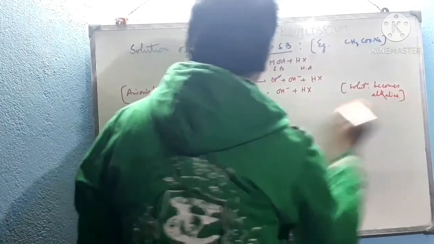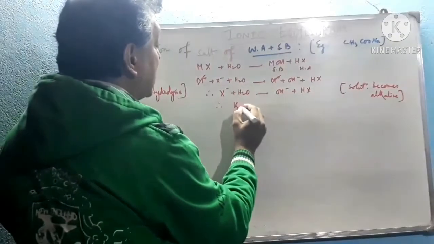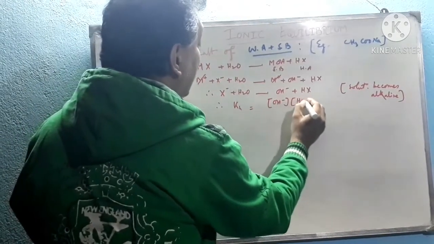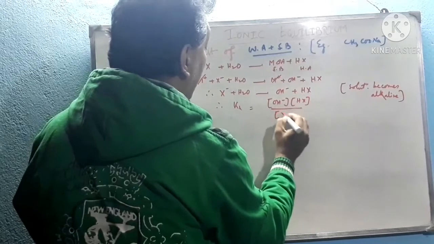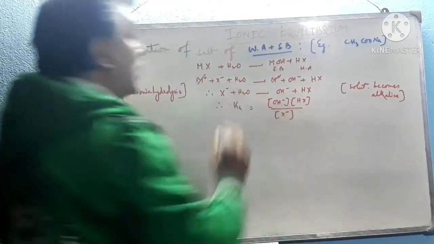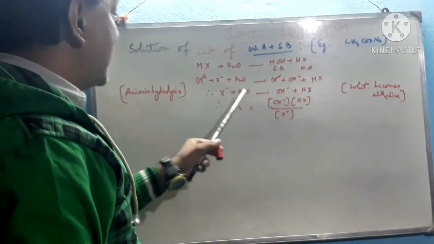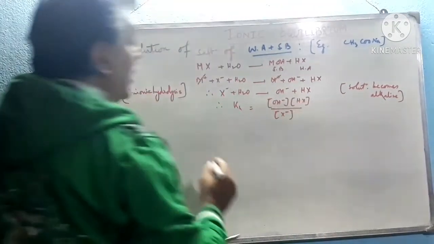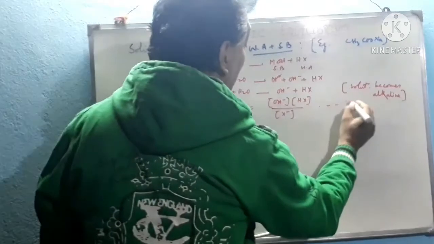Now we can write this Kh for this solution as [OH⁻][HX]/[X⁻], because the concentration of water remains the same and it is unity, as it is a pure substance. That's why we can write [OH⁻][HX]/[X⁻]. This is, suppose, equation number 1.